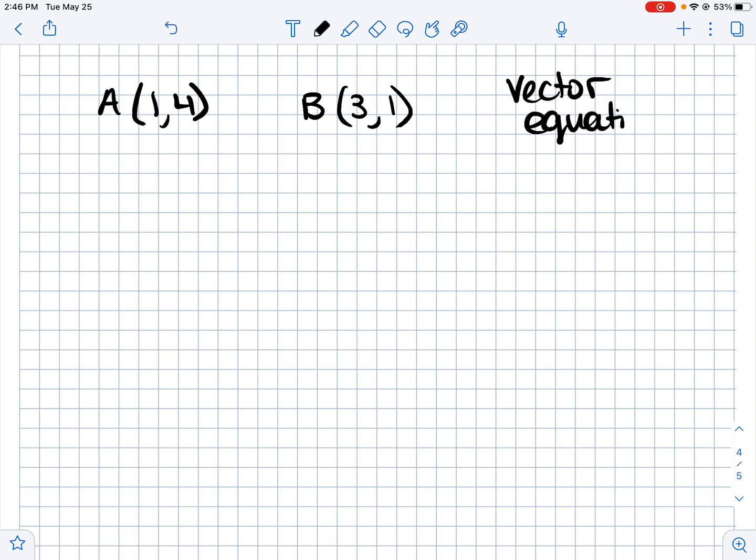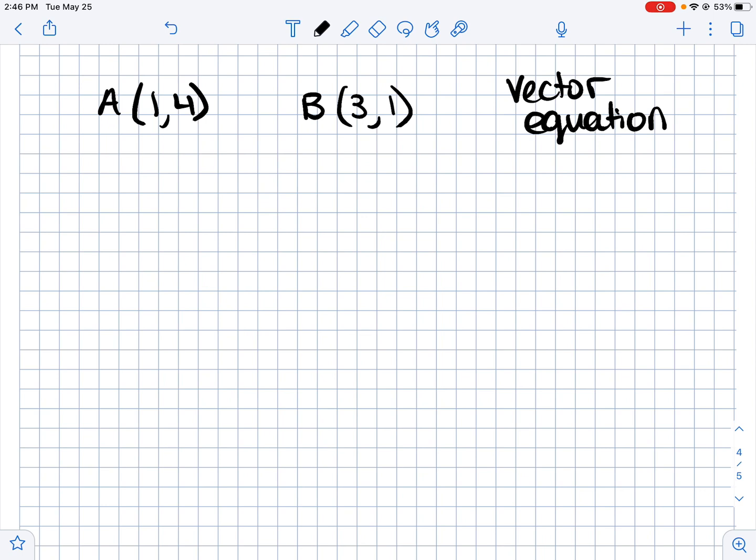So let's just try one question. Let's say we have the point A, which is at 1, 4, and we have a point B, which is at the point 3, 1. And I want to write the vector equation of a line that goes through these points.